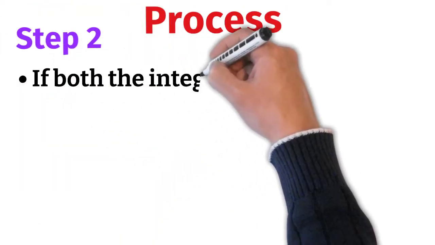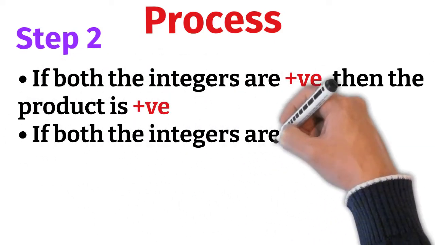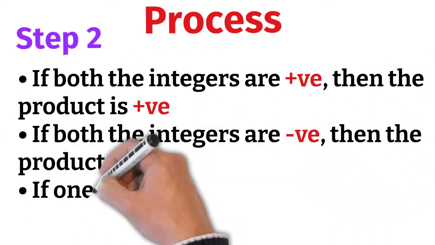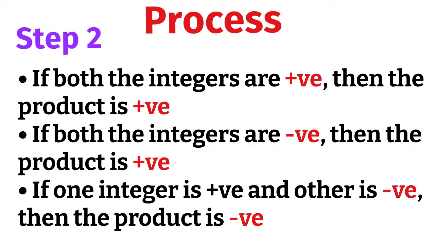If both the integers are positive, then the product is positive. If both the integers are negative, then the product is positive. If one integer is positive and the other is negative, then the product is negative.